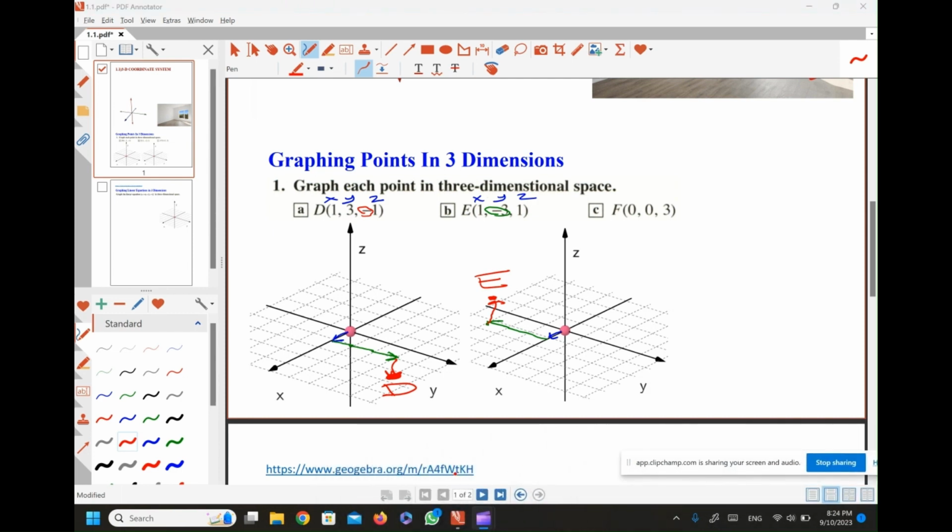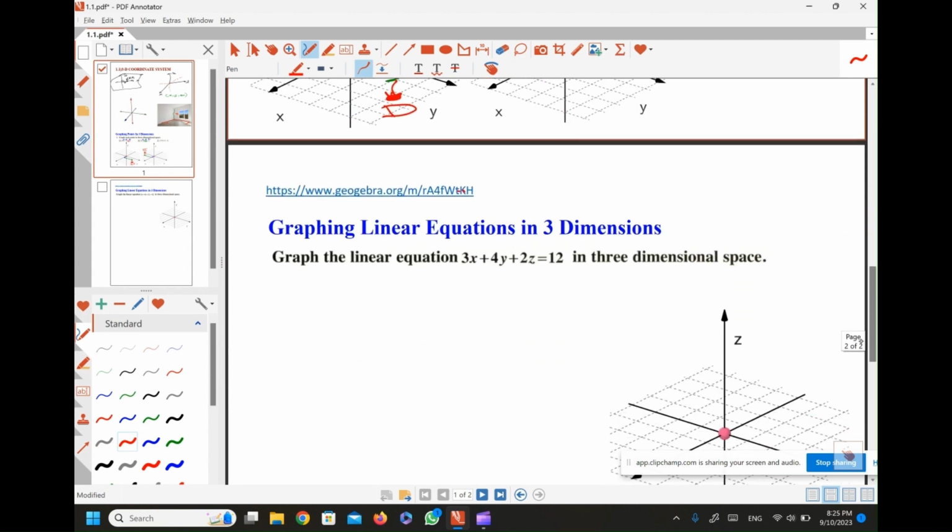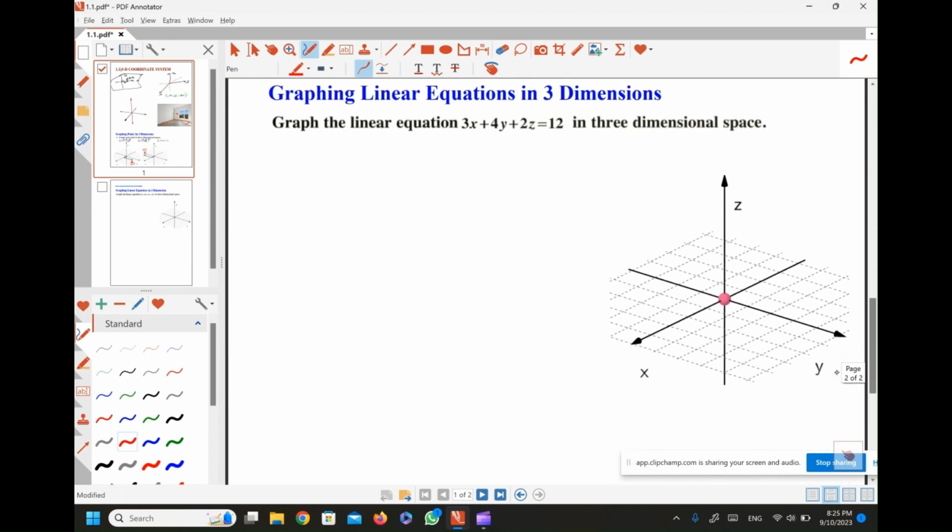So let's continue with the second subtitle. The first one was graphing points in 3 dimensions. Now we're going to talk about graphing linear equations in 3 dimensions. And this is also similar to the idea of graphing linear equations in 2 dimensions. If you remember, you learned this in grade 10.